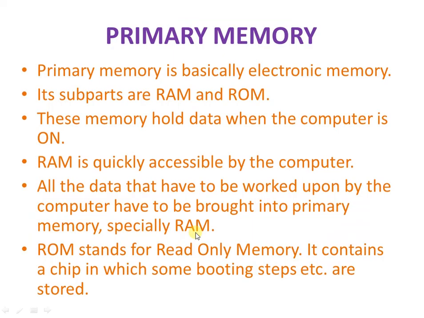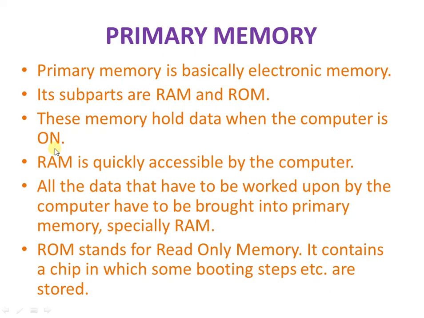primary memory. Primary memory is basically electronic memory. It has its existence only when the computer is switched on. It means that it is a volatile memory. As soon as the power supply is switched off, all the data in this memory gets lost. So it has two parts, RAM and ROM. These memories hold data when the computer is in on state, meaning that only when we have electricity supply in the computer does this memory have data on it.